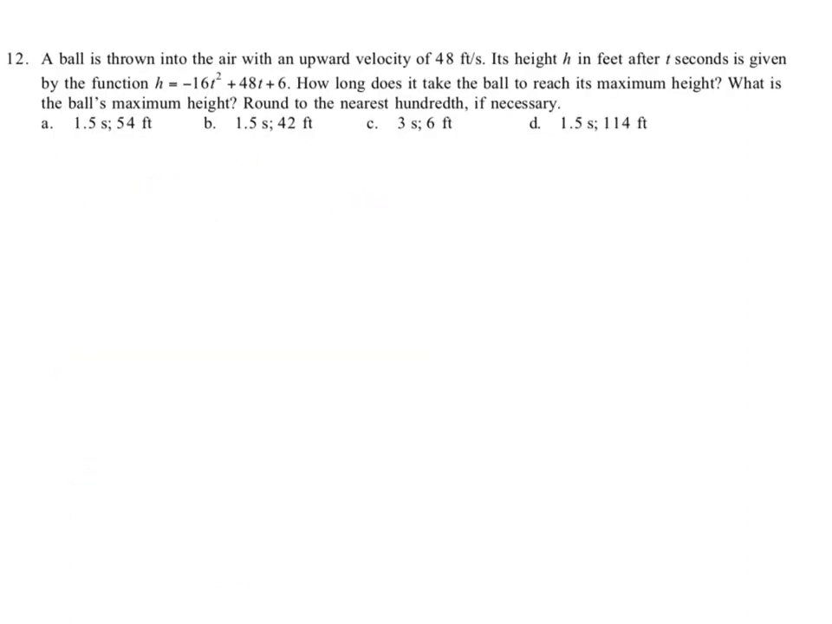Okay? A ball is thrown into the air with an upward velocity of 48 feet per second. When you see that, how does that look in your equation? That's right here. You don't have to know all this, you just need to know that this equation represents it. So if the ball is thrown up with an upward velocity of 48 feet per second, meaning it's not just let go, but it's actually thrown up. And that's what velocity means, is you're actually putting some force into it to propel it. Then its height in feet, the height is h, after t seconds is given by this function.